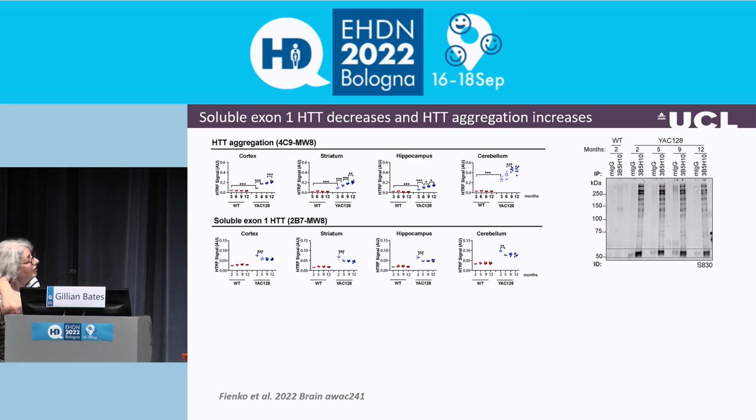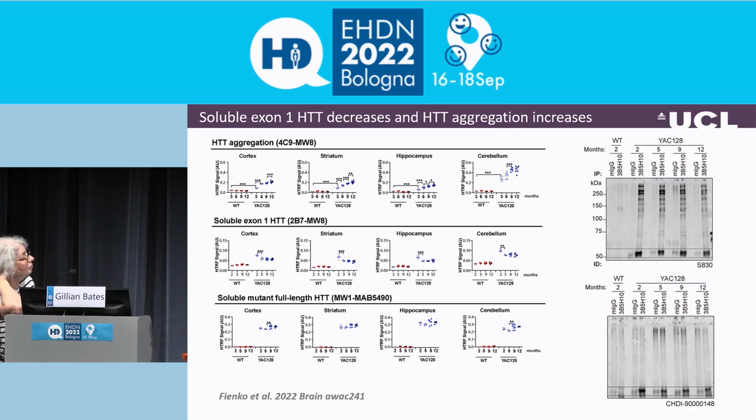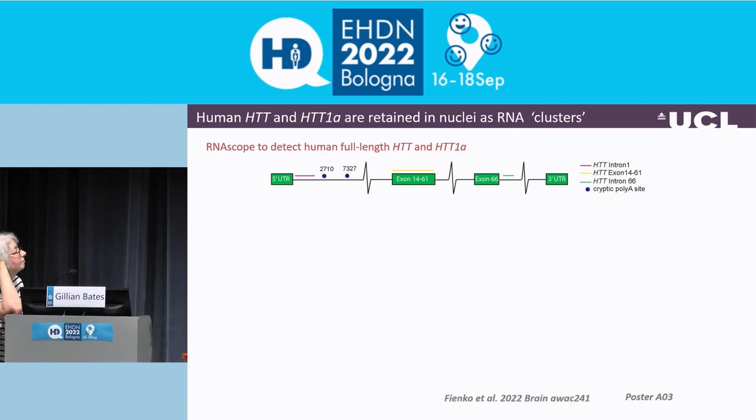These are showing you some of the immunoprecipitations and Western blots. I won't labor this, but just to say here again, we're detecting exon 1 protein, and we see the reduction really occurring between 2 and 5 months, similar to what's coming up in our assay. And when we look at soluble mutant Huntingtin, there's no change over that time scale. So Huntingtin aggregates in the YAC128 mice contain exon 1 protein.